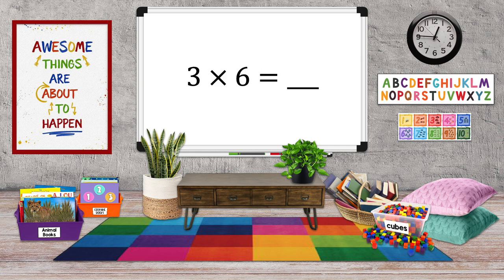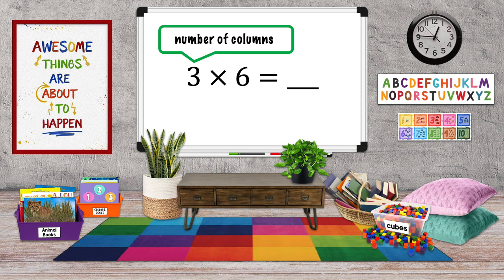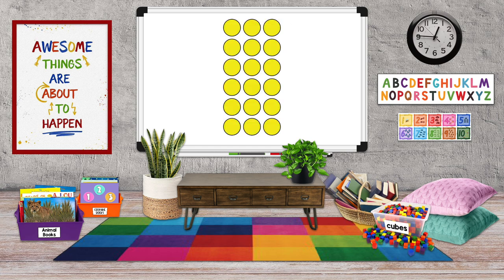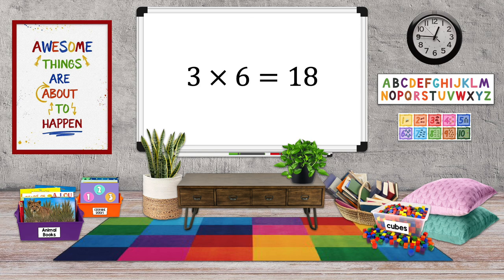The first factor tells us how many columns, or how many in each row. The second factor tells us how many rows. Once we set up our array, we can use repeated addition or skip count to find our product.